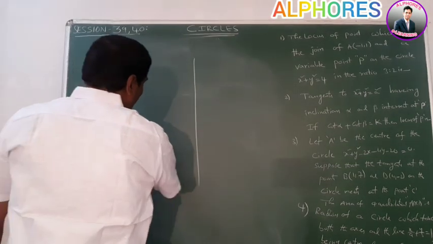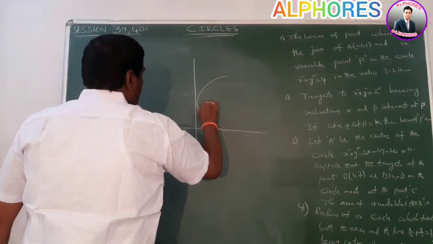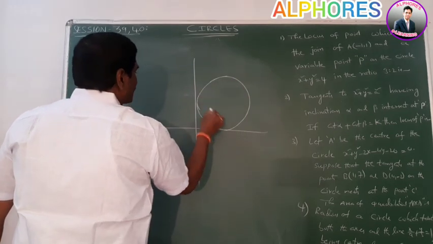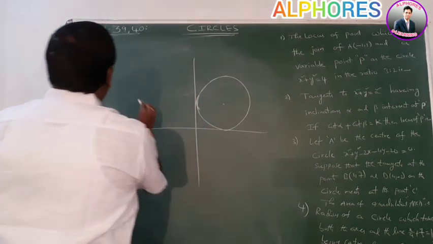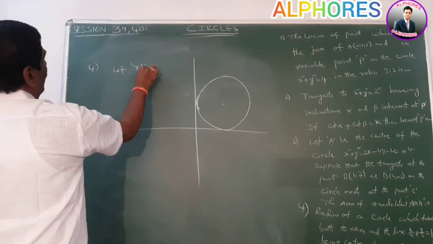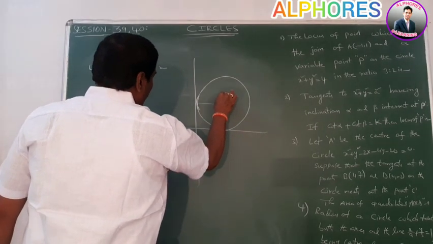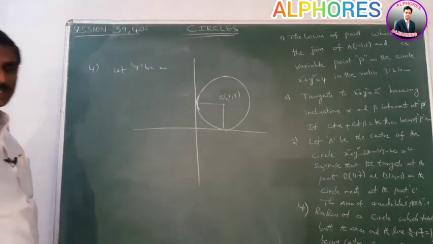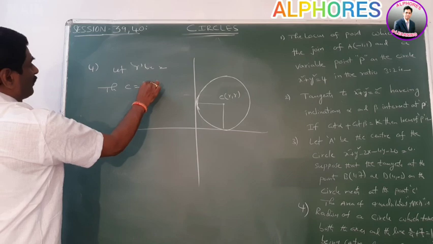Here the circle touches both the coordinate axes and the center lies in first quadrant, which means the diagram is in this way. Touches both the coordinate axes. Let r be the radius of the circle. Then, what is the center of the circle? Center of the circle is nothing but r comma r.